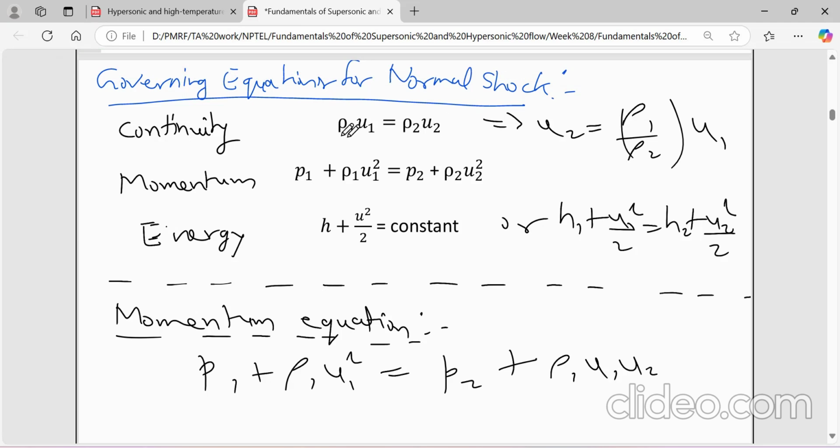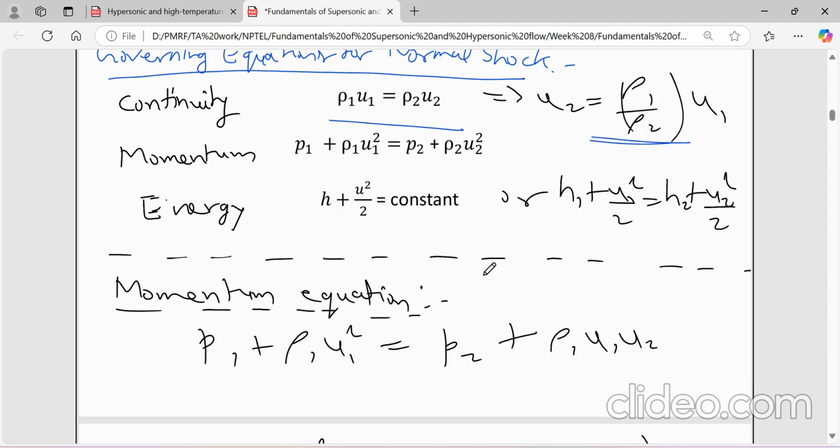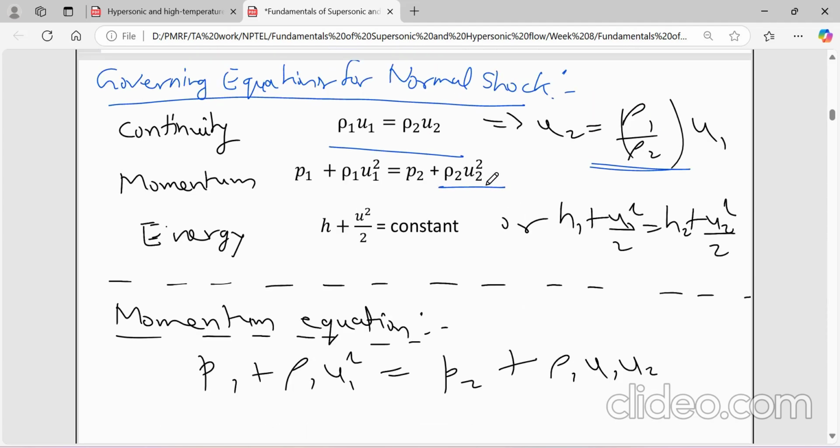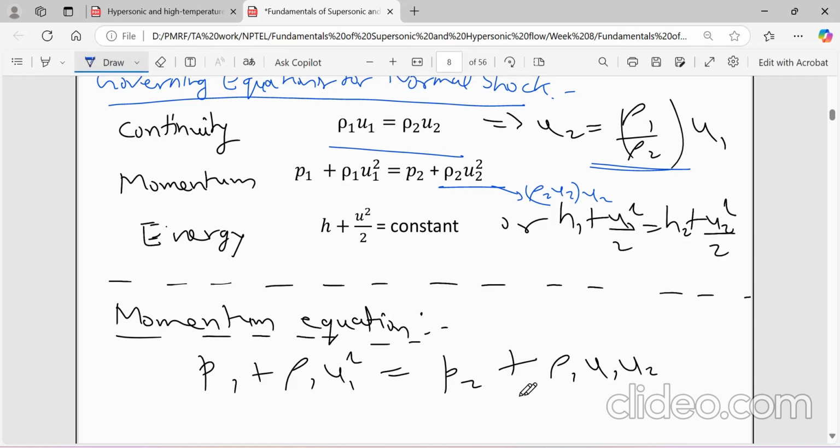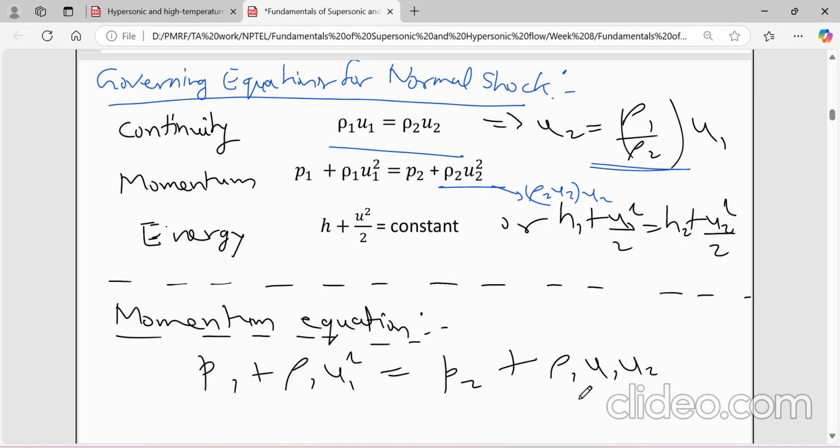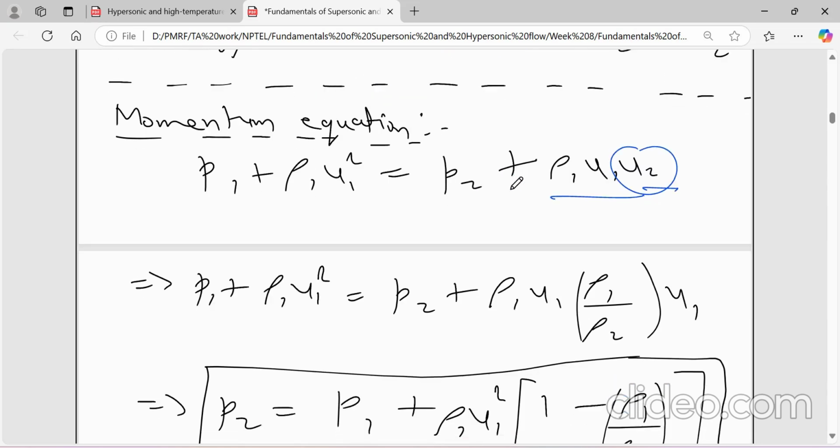From this continuity equation, u2 can be written as ρ1 upon ρ2 into u1. In the momentum equation, we have the term ρ2 u2 square. It can be written as ρ2 u2 into u2. This ρ2 u2 from continuity we can write as ρ1 u1. So it will become ρ1 u1 u2. Now this u2 we substitute from the continuity equation. Then we get p1 plus ρ1 u1 square equal to p2 plus ρ1 u1 into ρ1 upon ρ2 into u1.